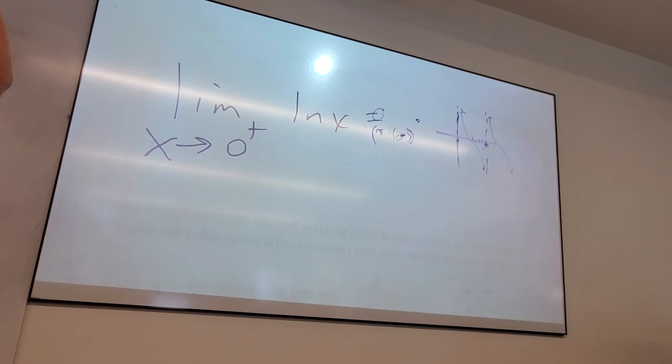You guys kind of with me? Negative infinity. Because now I'm going backwards, going towards zero from the right. So what are my outputs doing? Getting stupid big negative, right? So negative infinity, that's the answer. Did I have to do any algebra? Did I have to do any work, really?